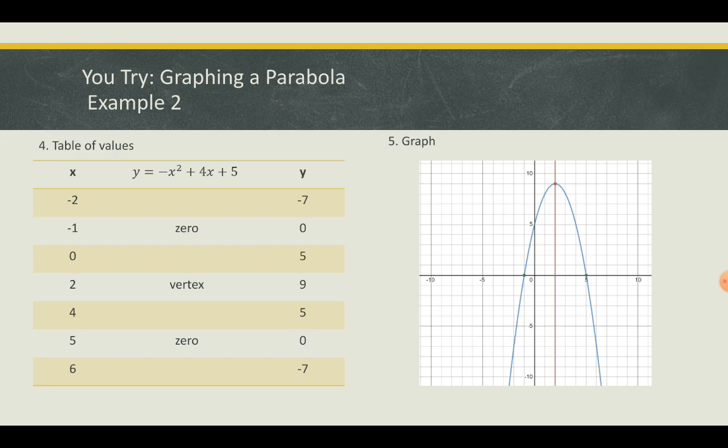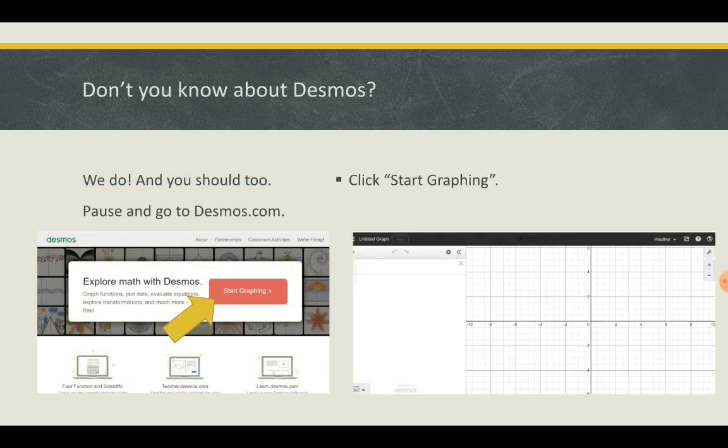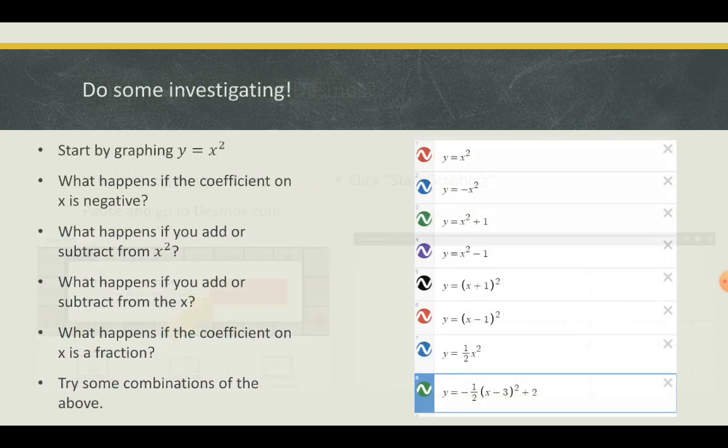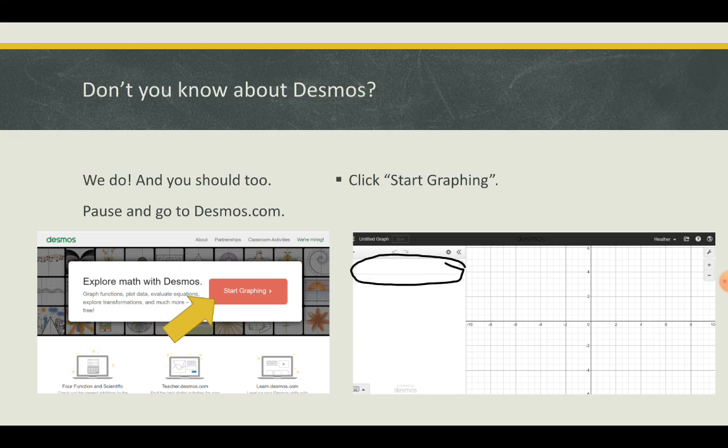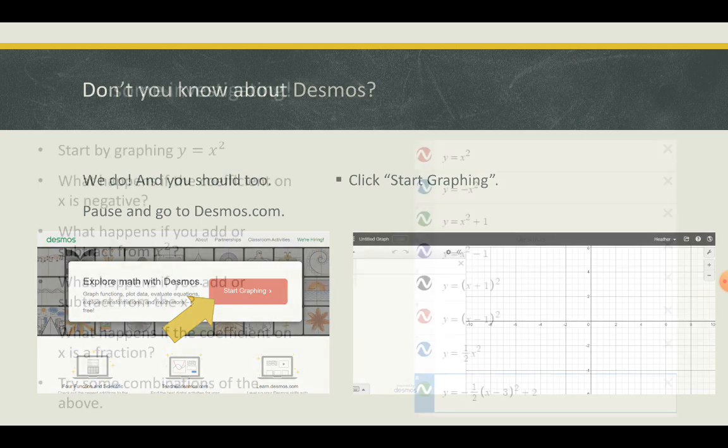Okay, so great job. Guess what? Do you know about Desmos? Desmos is this really cool online program where you can graph quadratics on the computer and you do not have to do it by hand. So literally you go to desmos.com, you click start graphing, and you can actually graph away. When you get there, you can type in any equation into this area right here and click enter, and it'll graph it for you. That's exactly how I got those perfect graphs that you saw throughout the presentation.